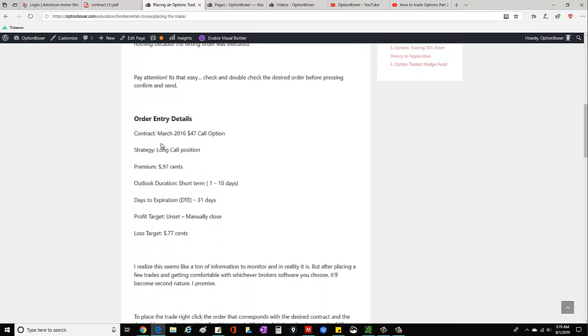So for this hypothetical trade, we've got a contract month of March 2016, and it's the 47 strike call option. It's just a long call position, so that's our strategy. As you get more experience with options, you'll learn about what seems like an unlimited number of option strategies that are out there. And the premium we're going to pay is 97 cents, so that is a debit.